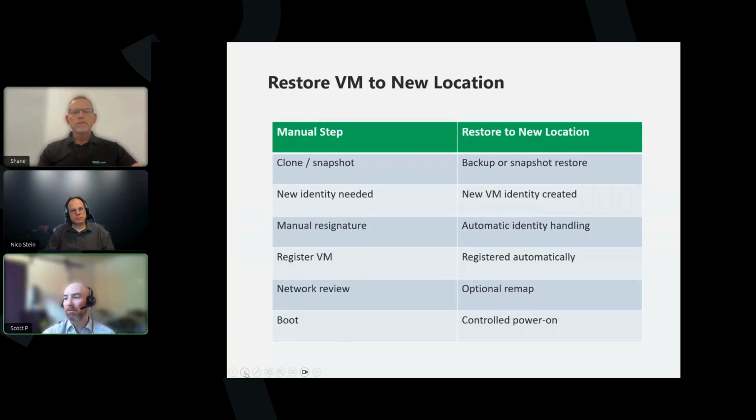If you were to want to restore a VM to a new location, you're going to have to clone it. You're going to have to create a snapshot, create a new identity, resignature the datastore, register the VM, change the networking, boot it, and make sure you don't have any kind of duplicate entries. So once again, Veeam restores to a new location very easily. It will do all of the identity and registration for you automatically.